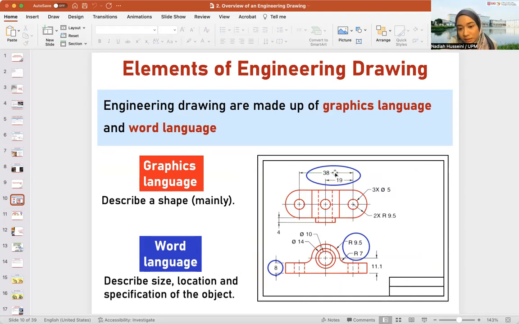For example, we've seen the 3819 over here. This is the word language. The one in red is the graphics language. The one in blue is word language.